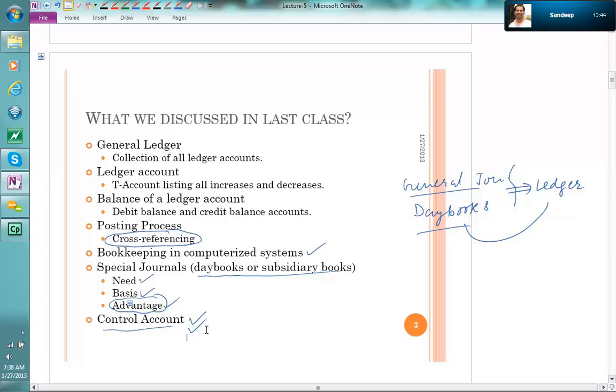So is there any doubt related to the previous class? Sandeep and Gunjan? So far so good. Gunjan, are you there? Yeah, I had one doubt. Go ahead.